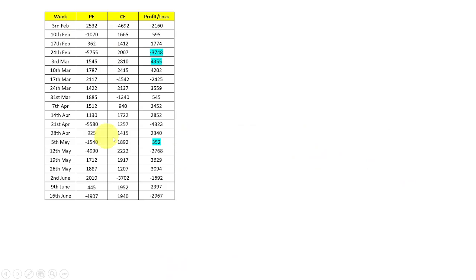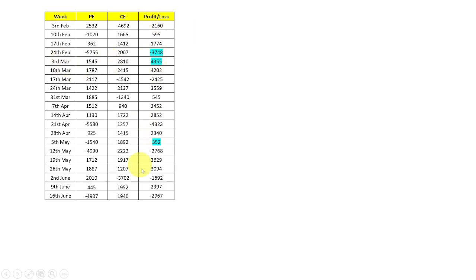This is the general definition for all the 20 weekly backtests that I have done in Nifty. This is the table of how it has performed week over week, from the 3rd of February till the last week, which is 16th June. I'll explain 3 cases so that you can understand the strategy. Let me take you to the best case scenario first.